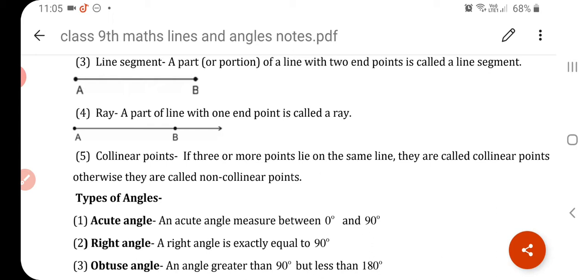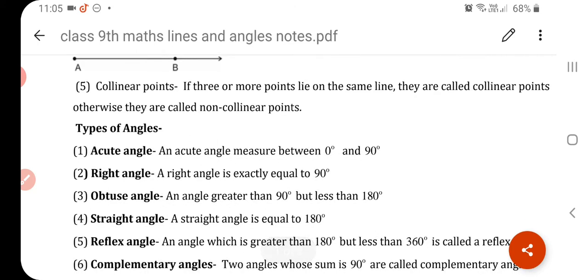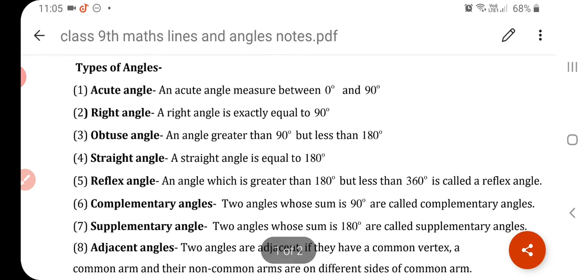Now, types of angles. What is an acute angle? An acute angle measures greater than 0 degrees and less than 90 degrees. A right angle is exactly 90 degrees. What do you mean by an obtuse angle? Greater than 90 degrees and less than 180 degrees is called an obtuse angle. What do you mean by a straight angle? A straight angle is equal to 180 degrees. What is a reflex angle? An angle which is greater than 180 but less than 360 degrees is called a reflex angle.